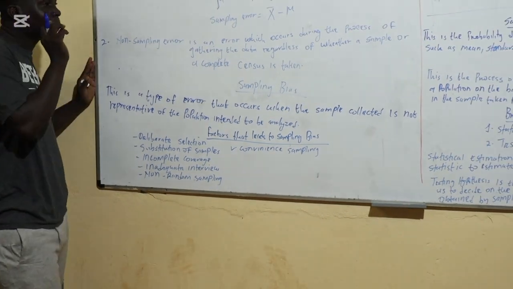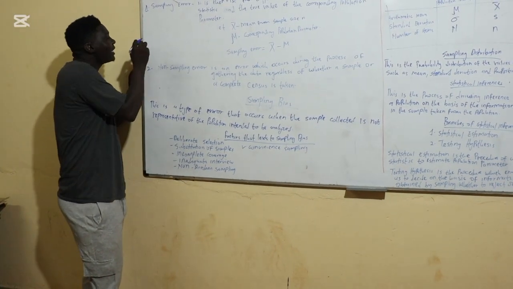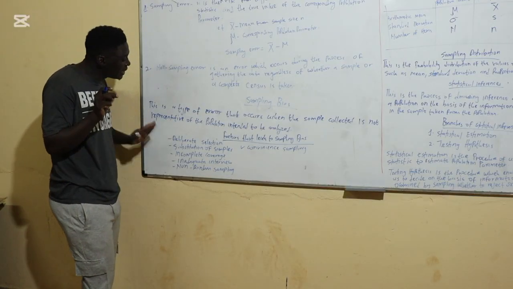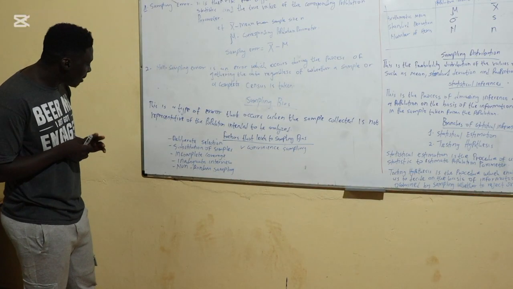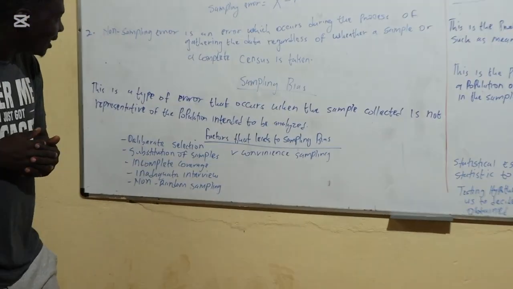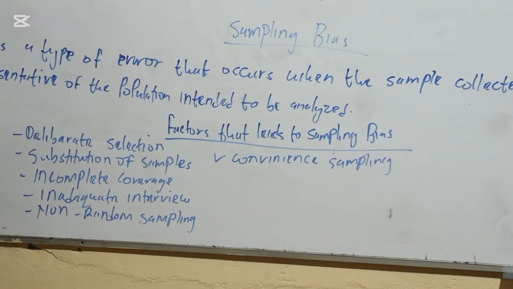So the intended part, for example, if we were to use quarter sampling, if the intention was to get 400 samples, but we've only interviewed 300, that leads to what? Incomplete interviews. And that will lead to sampling bias. Then non-random sampling.